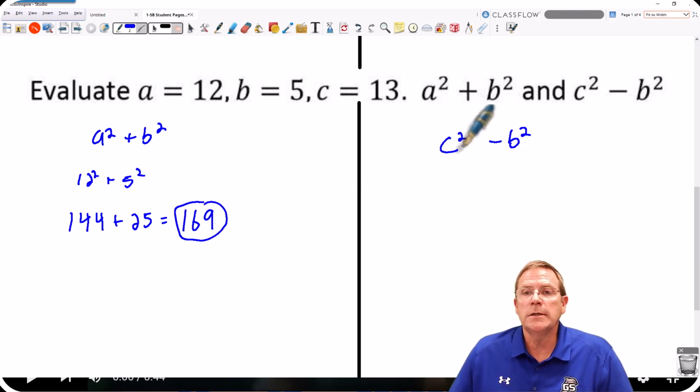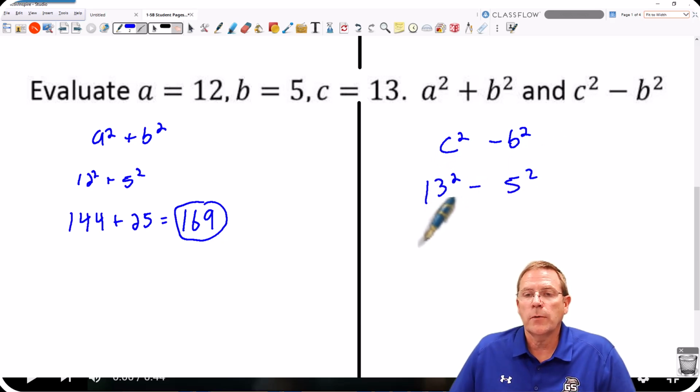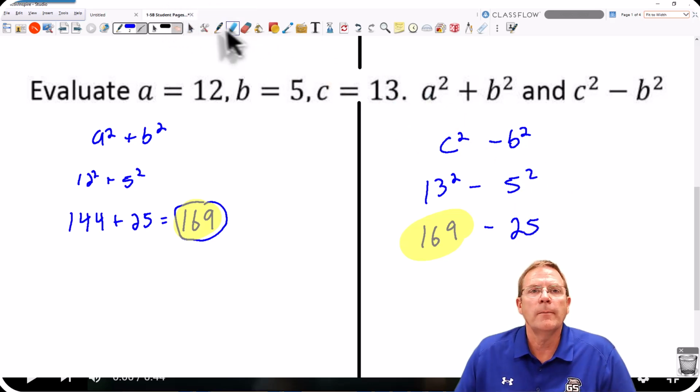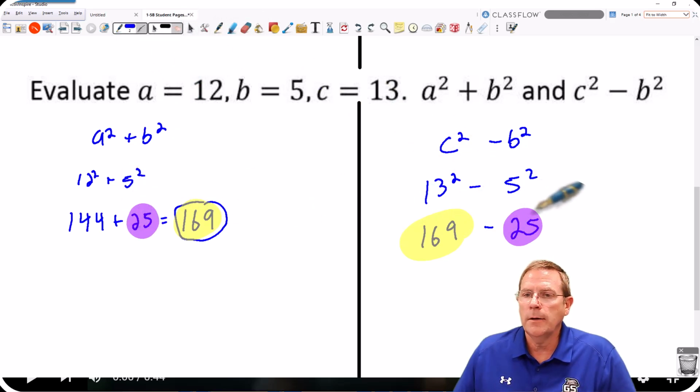Now, over here, c squared is going to be 13 squared, minus b squared, that's going to become 5 squared. Well, c squared, 13 times 13 is 169. Have we seen that value someplace before? And then we're going to subtract the 25 from it. And let's see, I'm thinking we've seen that value someplace before too. And then when we do, what do you think we're going to end up getting? Well, we're going to end up getting the 144 that we ended up seeing right here.